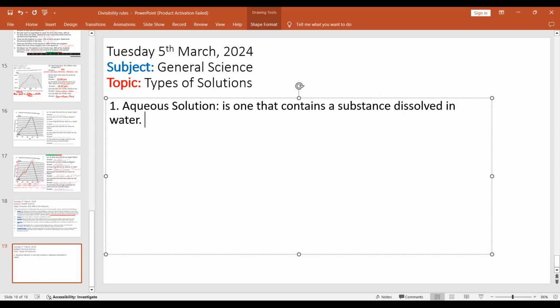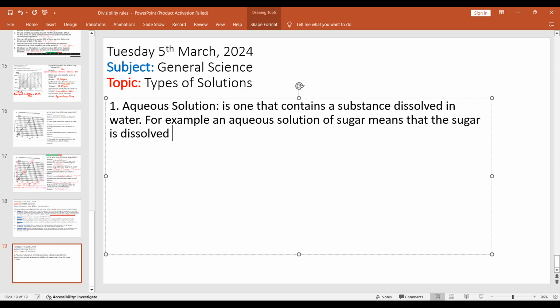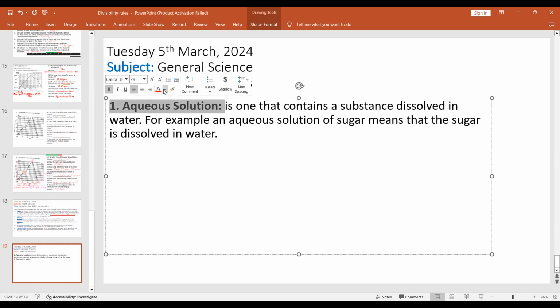Write this down for me, please. For example, an aqueous solution of sugar. When we say an aqueous solution of sugar, that means that the sugar is dissolved in what? In water. Very good. So an aqueous solution is one where the substance that does the dissolving, the solvent, is what? Water.